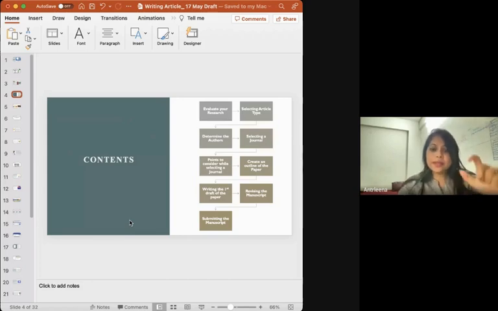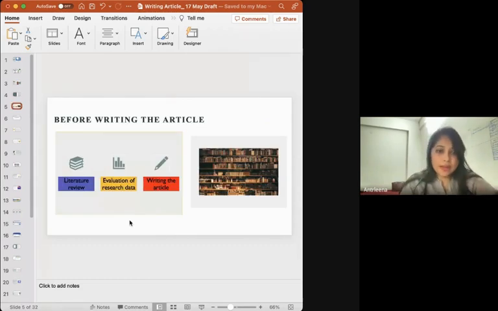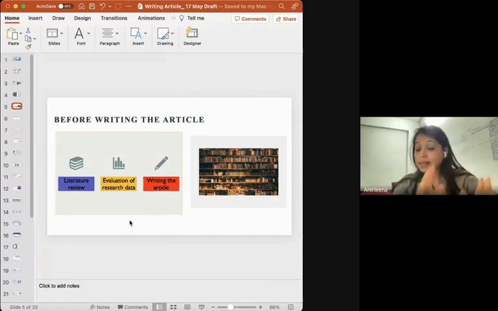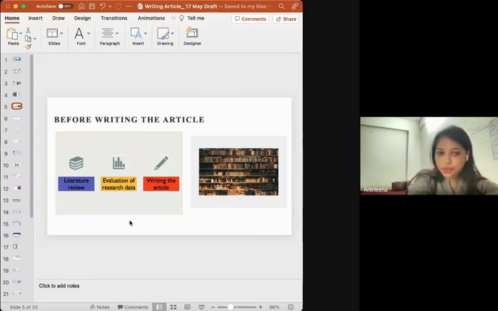Okay, so then we move on to talking about creating an outline of the paper and writing the first draft of your paper, then revising the manuscript and submitting the manuscript. So it is going to be elaborate, but I'll try to make it as fun as possible. Before writing the article, so our title of the talk is writing the article, but before we delve into writing the article, we will consider two processes. Writing the article is the third step. Before that, we have literature review, and we have evaluation of research data.